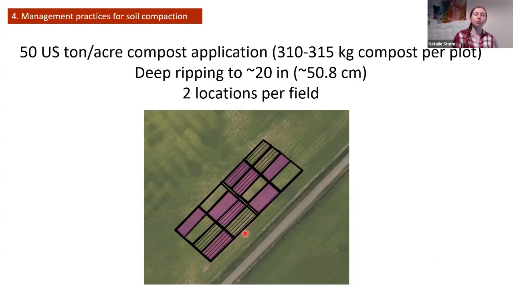I've just kind of given an example here of what the trial looks like. So the pink is where we applied compost, and then the lines are where we did tillage. And then in each field that we have in this study, I've got 2 locations. So an entrance, which is almost always compacted, and then either a hill knob or a hill slope.